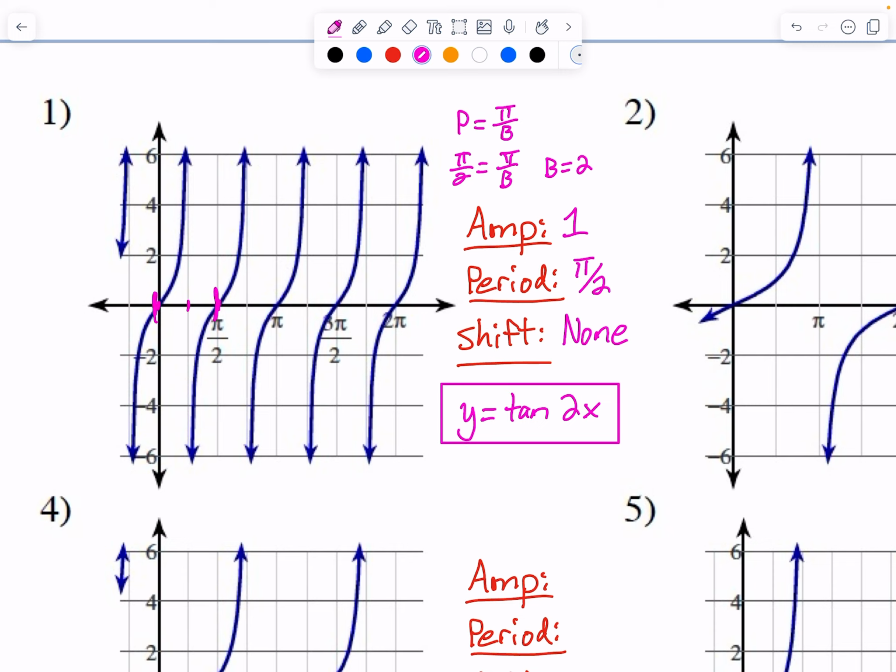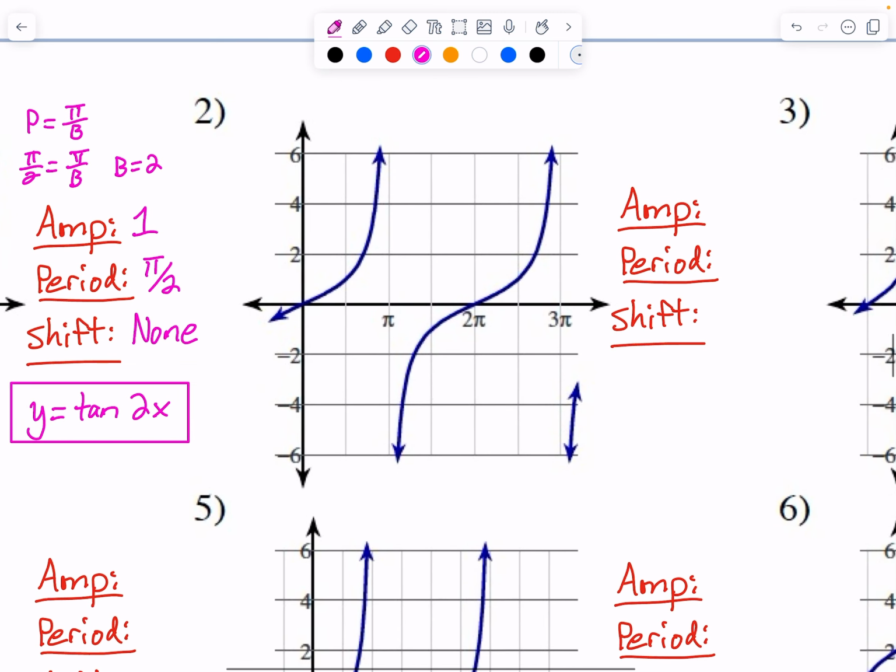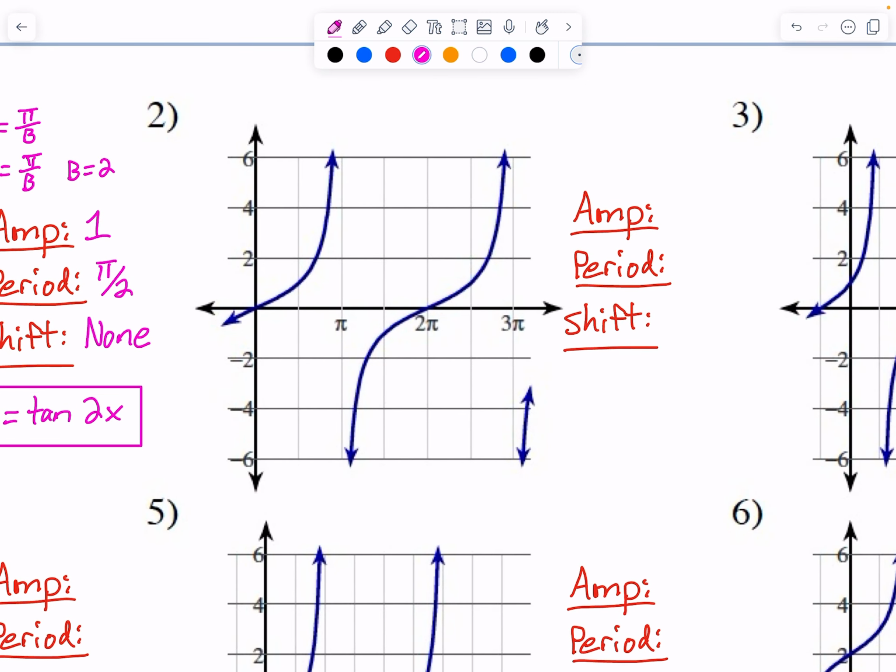Okay, so it's the same idea. Find the midline, look for the period, and then the midline and the period will help with the shifts. So let's take a look at 2. I see the midline is right through the x-axis again. And then I can see that we're probably looking at tangent here. The reason I can tell that is it's going through my origin. Cotangent usually does not, it has an asymptote.